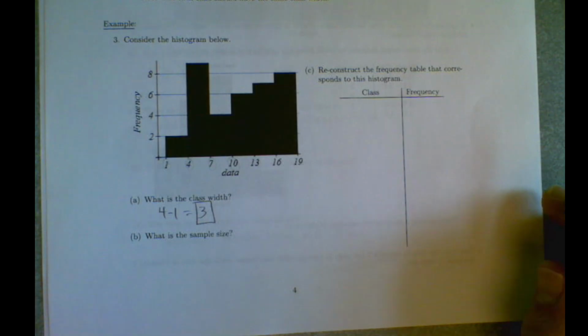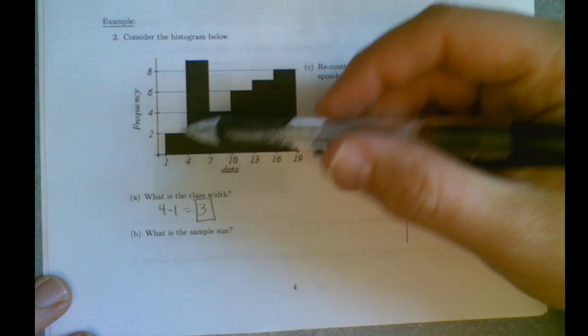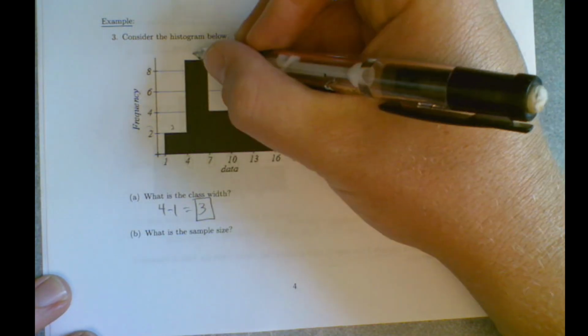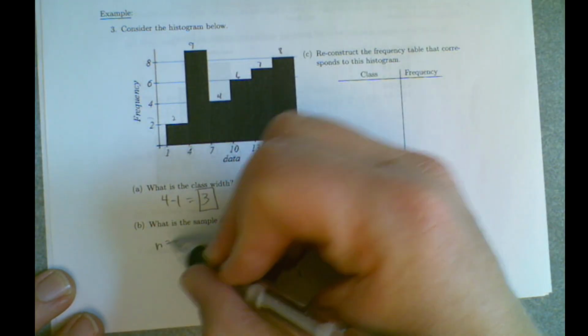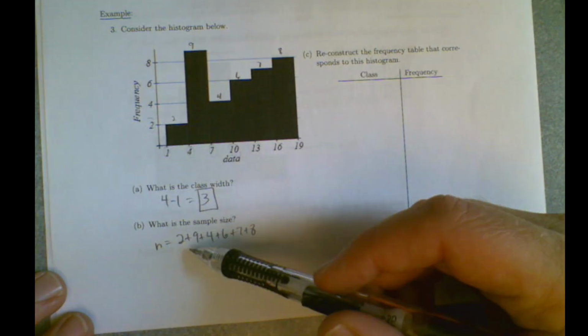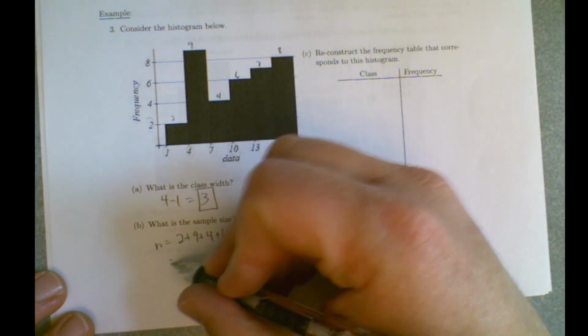Part B asks for the sample size. We've done this kind of problem a couple times now, but we could count up, right? There were 2 individuals in this first class. There were, it looks like 9 individuals in the second class, right? So maybe I'll just write them on top of the bar. 2, 9, 4 individuals here, 6 here, 7 here, 8 here. So the sample size, n, would just be 2 plus 9 plus 4 plus 6 plus 7 plus 8. I know that 4 plus 6 is 10 and 7 plus 8 is 15, so that's 25 already. And then I've got 11 more, so it looks like 36. Okay, so our sample size is 36.